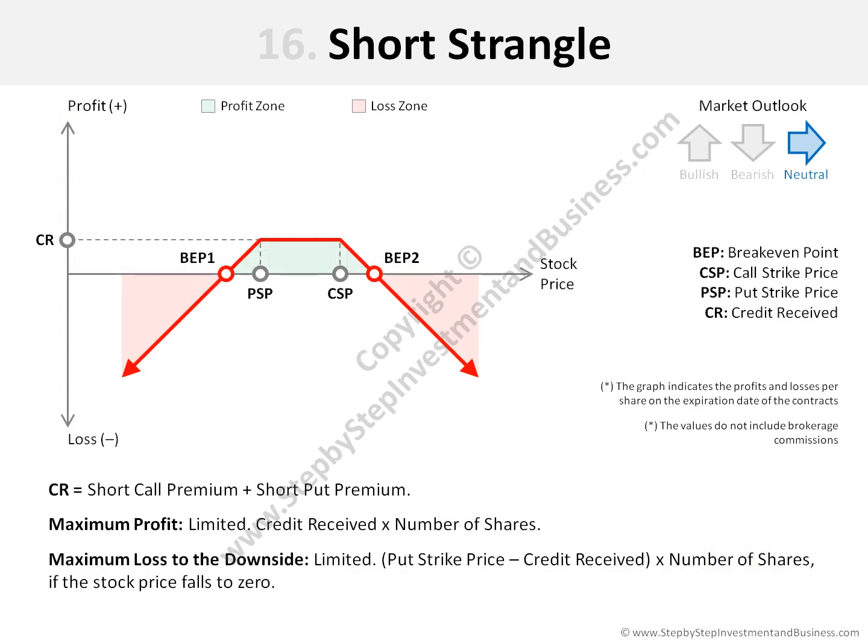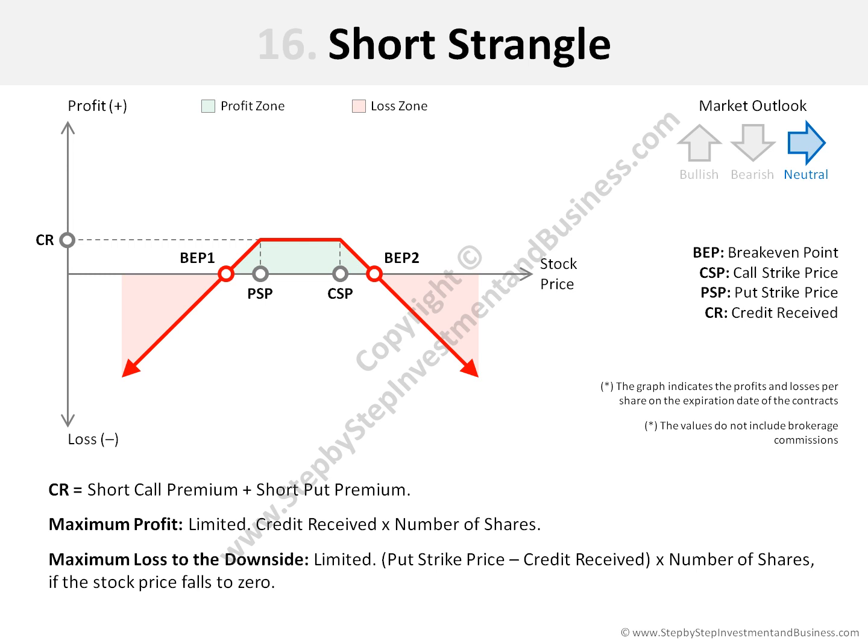Here we can see the risk graph of the position. What we are seeing is a graph with two axes. On the vertical axis, the profits and losses of the position are indicated, and on the horizontal axis, the stock price is indicated. It is important to mention that the graph indicates the profits and losses per share on the expiration date of the contracts, and besides, the values do not include brokerage commissions.